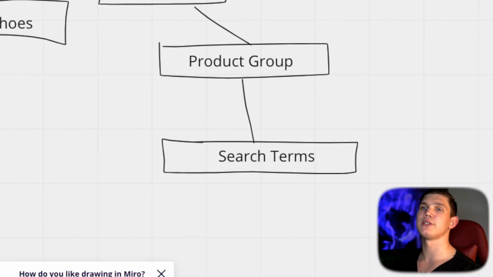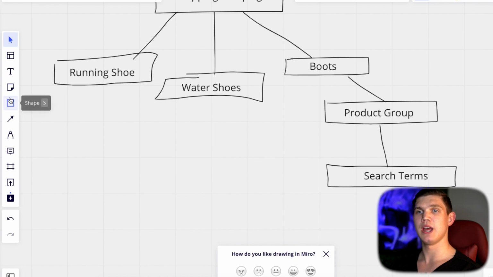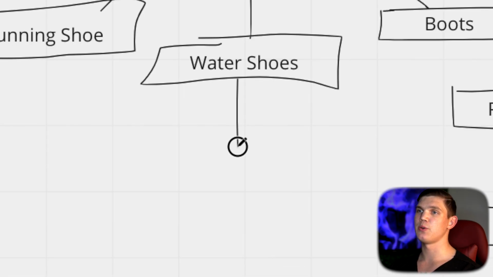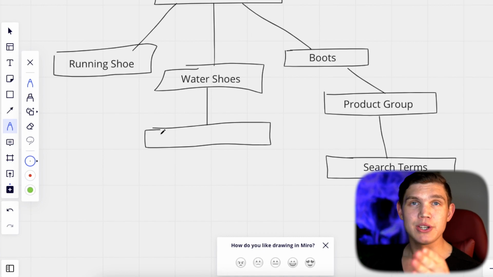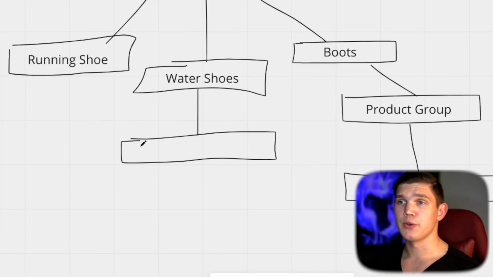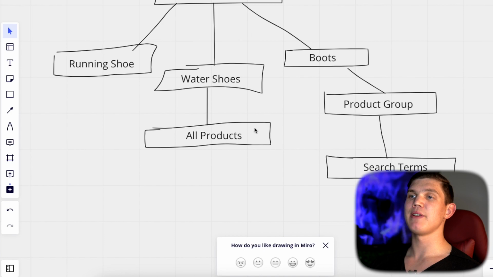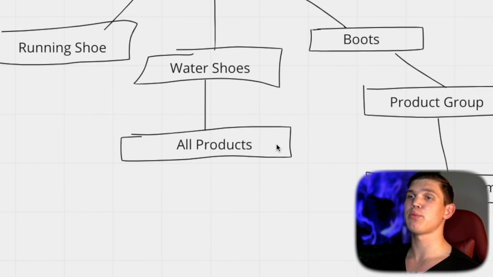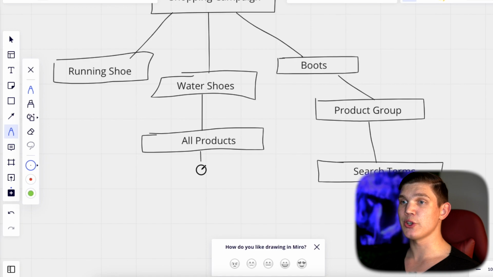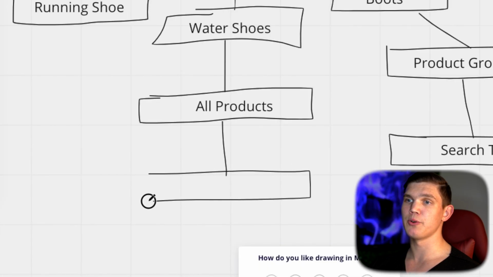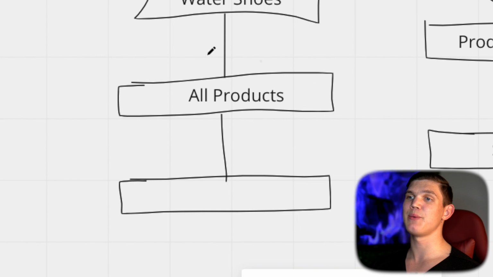Just to give you an idea of what this looks like, let's say we go into water shoes, and once we go into water shoes and we get down to our product group, if we don't make that separation and remove that all products product group, what's going to end up happening is we're going to end up having all of our products targeted within this product group, which means that every single search term that comes out of this product group is going to be for all the products that we have in that product group. What this does is it gives you indirect search terms that makes it much harder for you to directly target and exclude search terms from a specific product, which brings us into the second step, which is ad management.